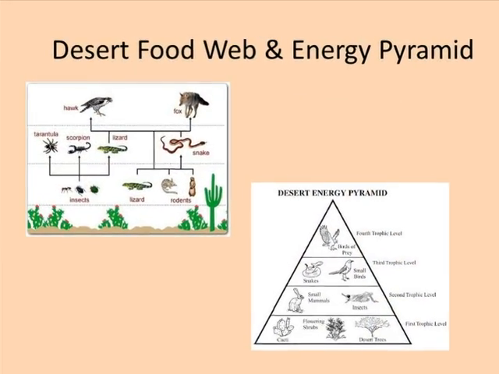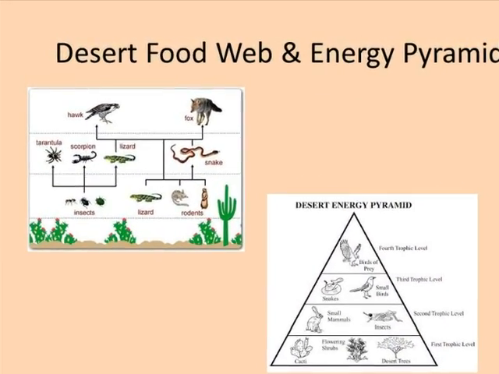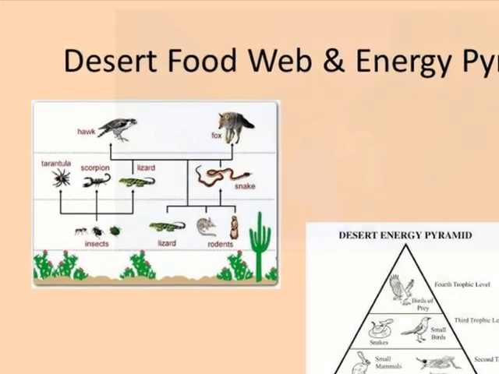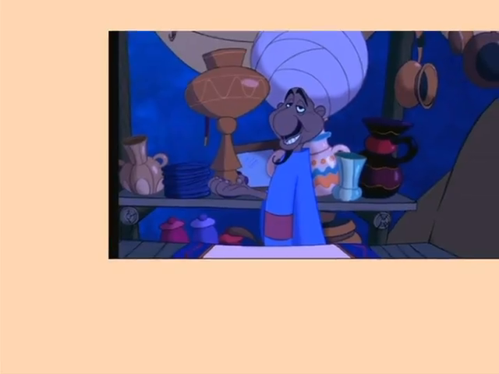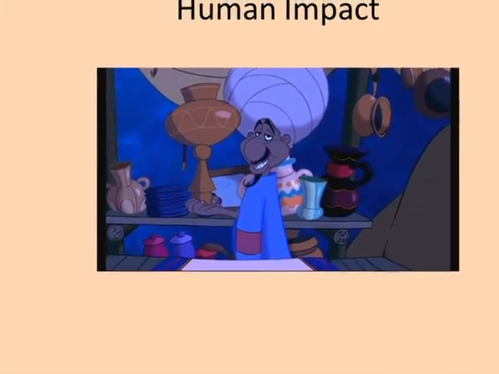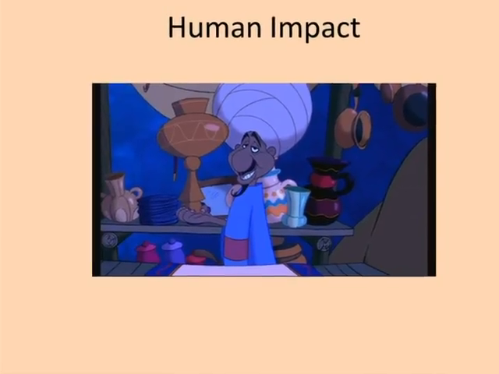To the left on this slide is an example of a food web from the desert biome, while to the right is an example of an energy pyramid. The impact that humans have on the desert is destroying the soil and possibilities for vegetation via off-roading and running pipes.